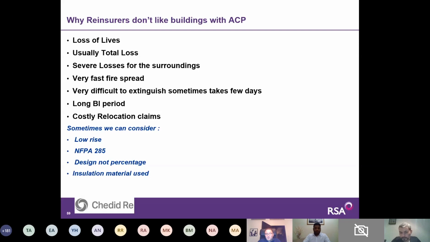Okay, insulation material used, I'm telling you, anything before 2018 is combustible. We'll ask you, please provide an NFPA 285 certificate, which means that the manufacturer of this ACP has passed 285. We don't find this. Not even 1%. I'd say 1 out of 150, 200 risks have this.